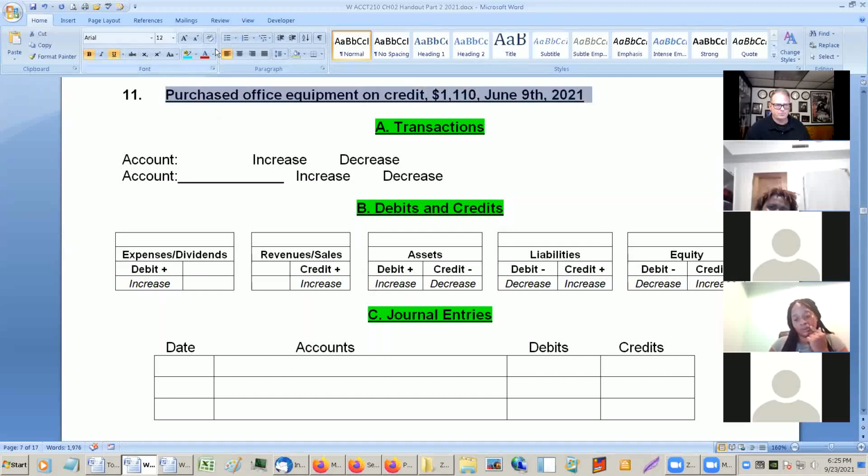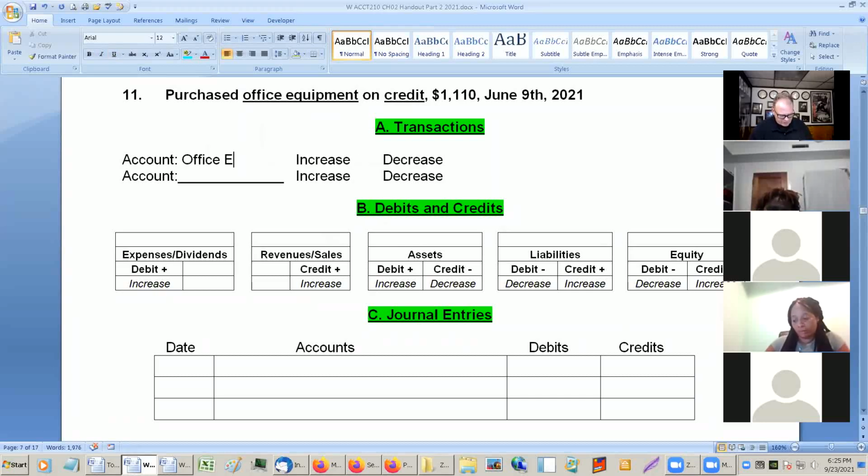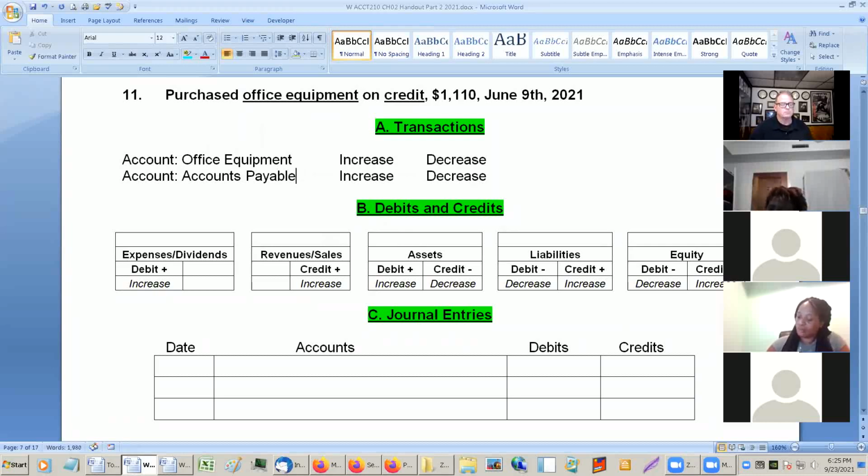Let me do something here. It'll be office equipment and accounts payable. Yep. Yeah, I'll show you something here. I've got to put the accounts in. All right. Good, office equipment. You can also just put equipment if you want. I'll put office equipment. Okay, so these are the 2 accounts we have.